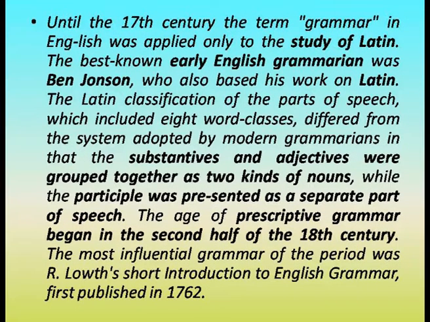Until the 17th century, the term grammar in English was applied only to the study of Latin. The best known early English grammarian was Ben Jonson, who also based his work on Latin. The Latin classification of parts of speech, which included 8 word classes, differed from the system adopted by modern grammarians. In it, substantives and adjectives were grouped together as 2 kinds of nouns, while the participle was presented as a separate part of speech. The age of prescriptive grammar began in the second half of the 18th century.